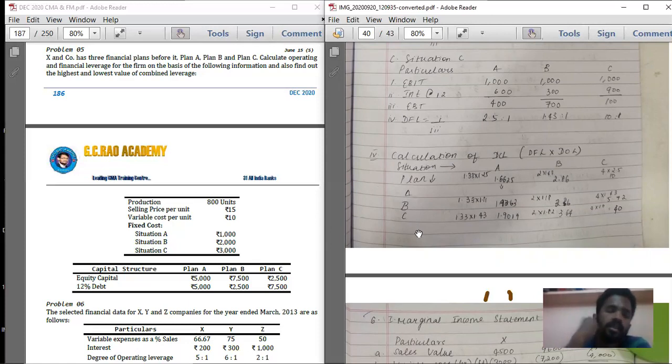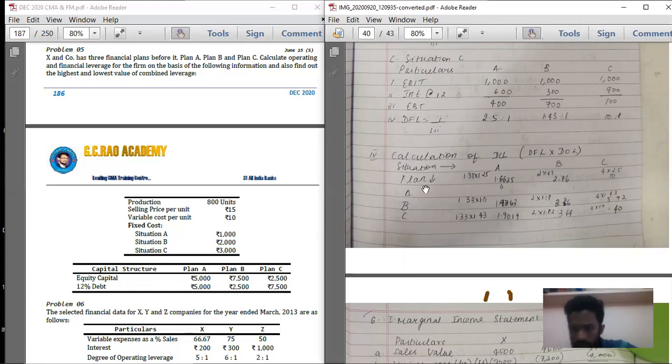So this is the table of DCL, that is degree of combined leverage. What you should find is, under situation A and plan A, what is the DFL and DOL? You should multiply both and you should get the DCL for plan A and situation A, and the DCL for plan A and situation B, and plan A and situation C. This is how you should calculate. Now we'll just do the calculations.